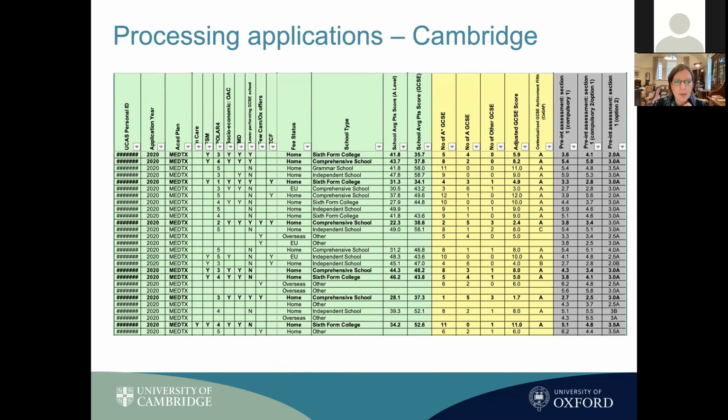We have indications here of what POLAR quintile people's home postcode is in, and so these next three flags, the POLAR4, the OAC and the IMD flags, they all run off somebody's home postcode, and you can see that often these will cluster together.